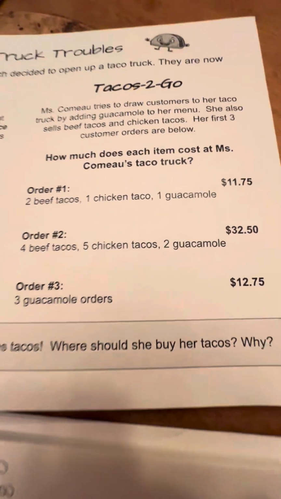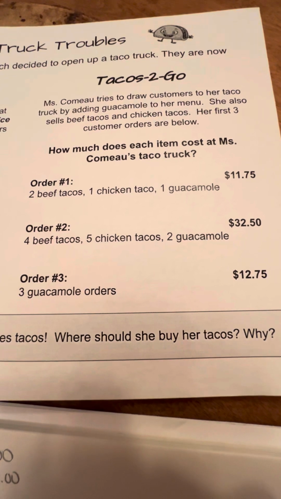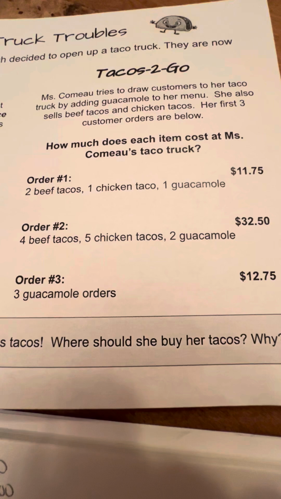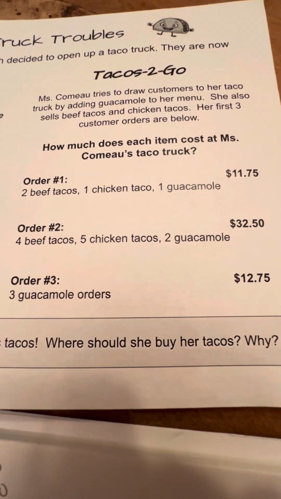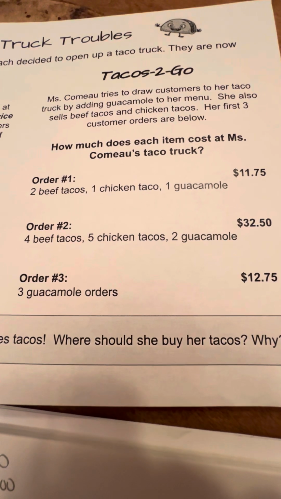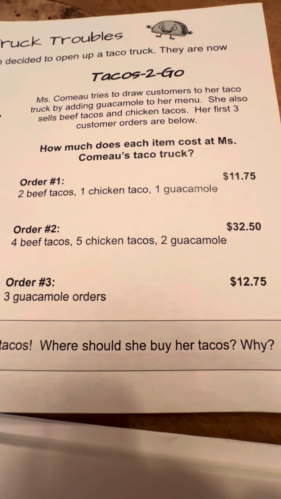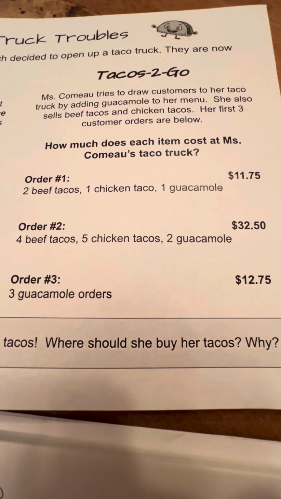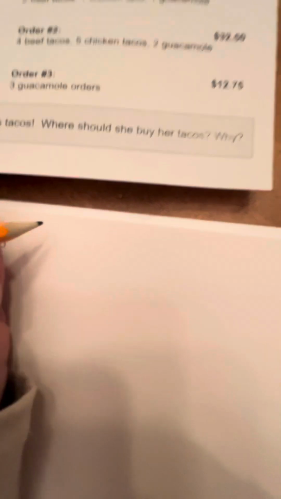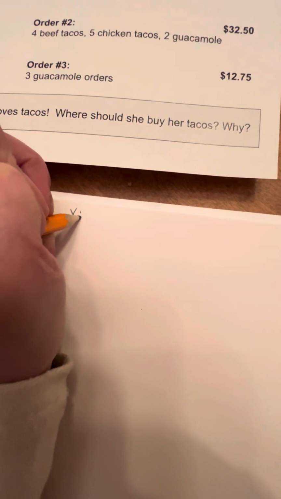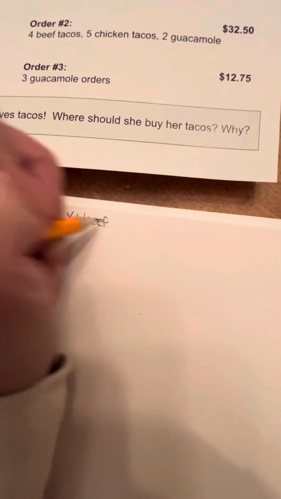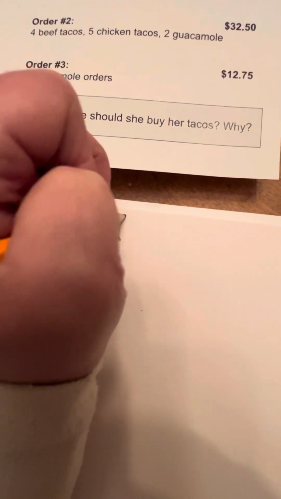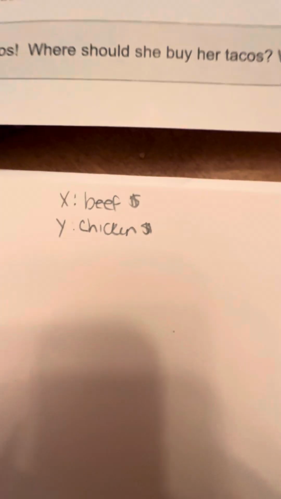So we are going to start with order 1: 2 beef tacos, a chicken taco, and a guac at $11.75. Order 2 is 4 beef tacos, 5 chicken tacos, and 2 guacs at $32.50. And order 3 is 3 guac orders at $12.75. The first thing I'm going to do is the same thing. Beef tacos will be x again. My y will be chicken again. And again, these are going to be the costs, so I'll put the dollar sign there.